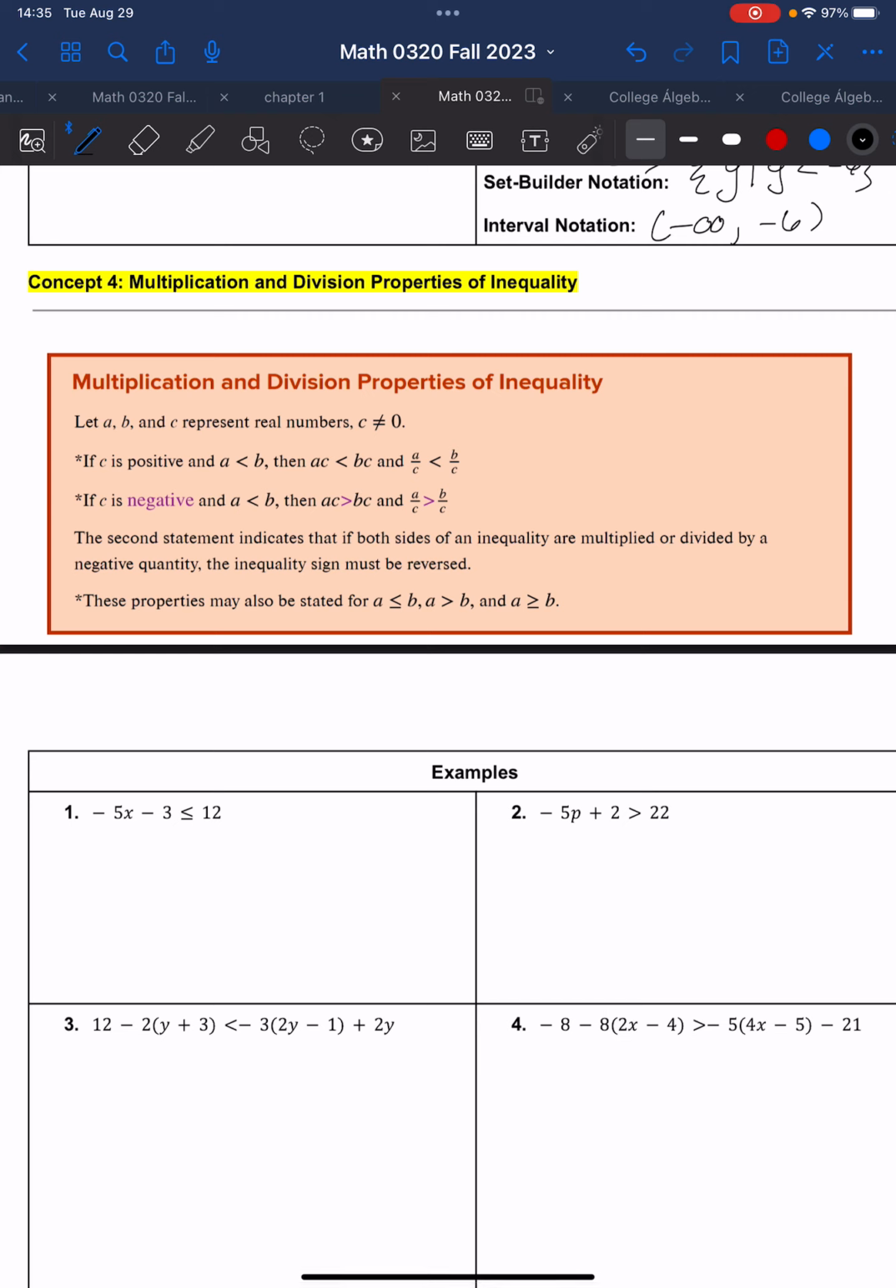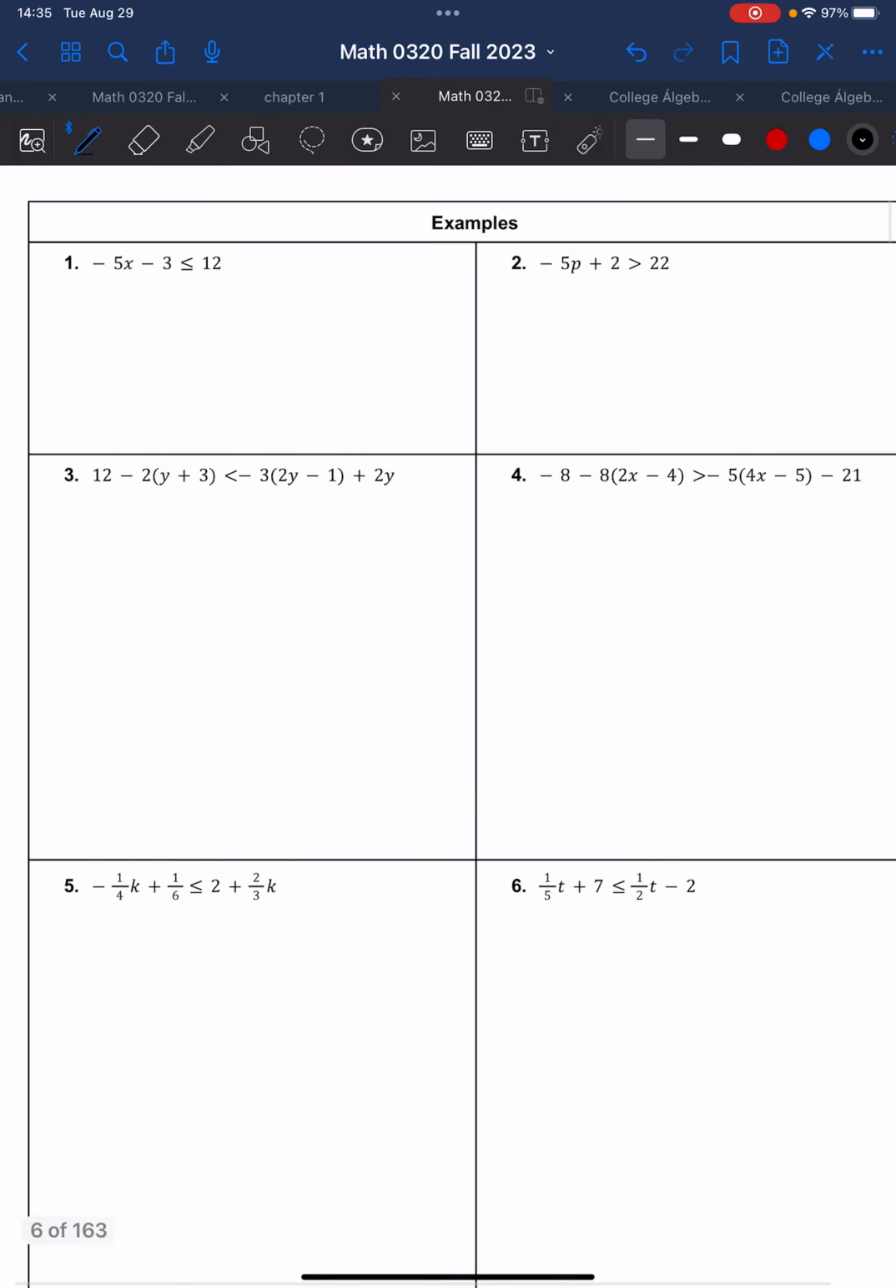Concept 4 is multiplication and division property of inequalities. So what this diagram is saying here is that if we have a positive value that we are multiplying or dividing either side of the inequality, then the inequality is going to stay the same. If we multiply or divide by a negative number, then our inequality is going to flip. So if we have a less than, that is going to turn to a greater than, so on and so forth. So let's look at some of these examples.